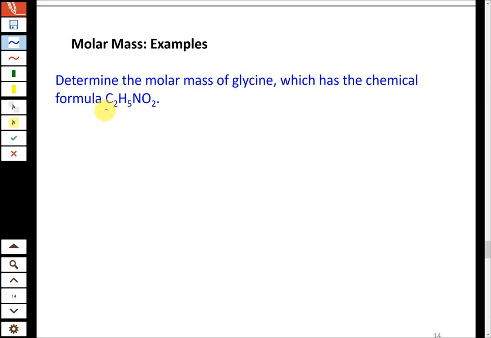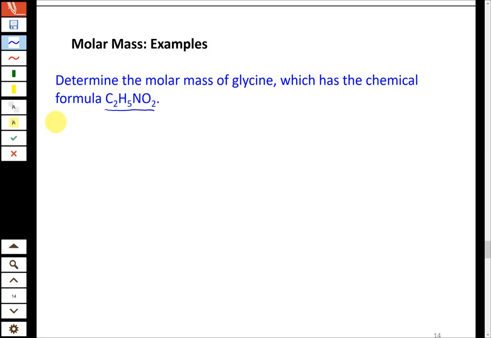So when we look at a chemical formula, there are also 2 ways to interpret that. We've talked about molecules in chapter 3. That's usually, in our case, a central atom, outer atoms, all that stuff. And we would say that 1 molecule of glycine has 2 carbon atoms, 5 hydrogen atoms, 1 nitrogen atom, and 2 oxygen atoms. That's what the chemical formula tells us.